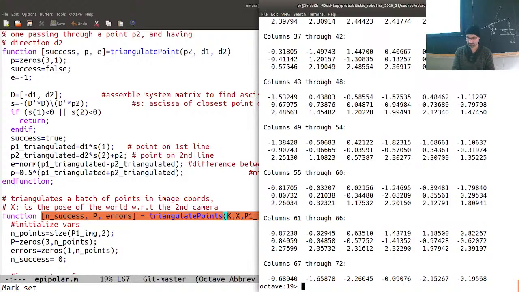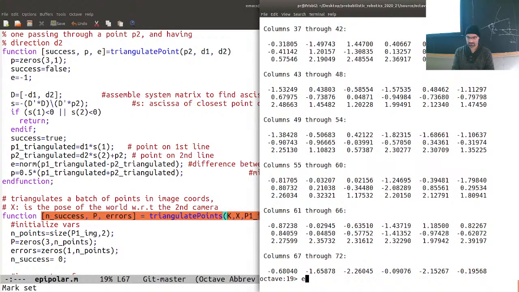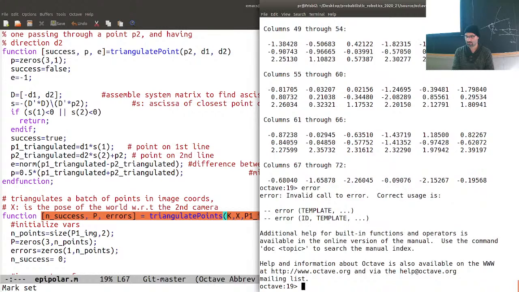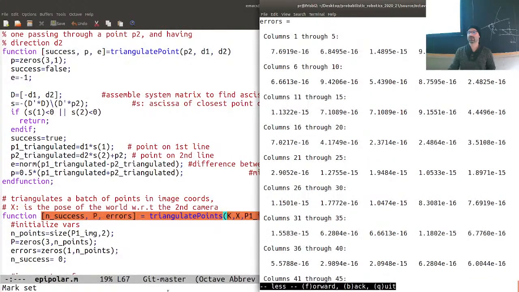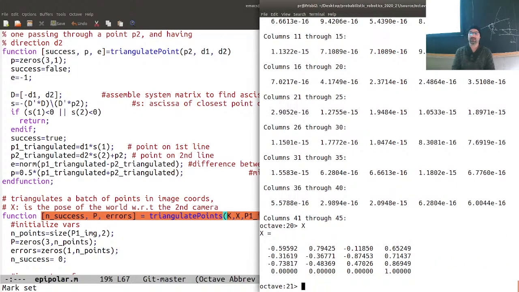What was it? Errors. Oh, errors. Errors are small, right? Because we didn't inject any noise. So the triangulation was perfect. You know, we could keep on and try. Now, out of this pair of directions, let's see our x. This is x, right? Now, P1 EMG and P2 EMG are the points or the directions in the one camera and the other camera, right? We know that everything is perfect, and we know that the points could be triangulated.